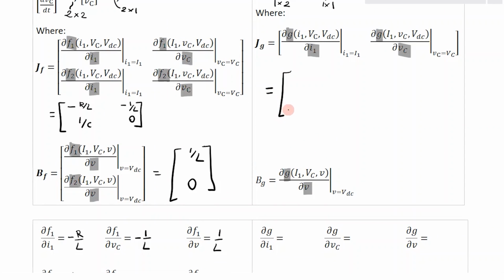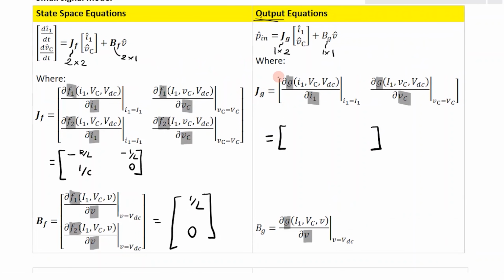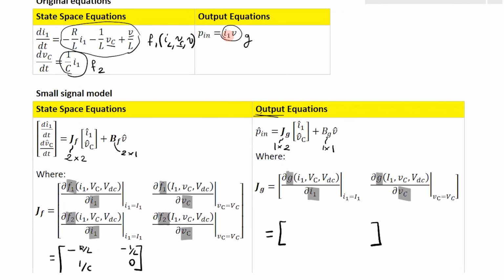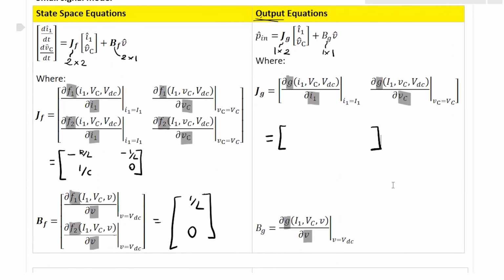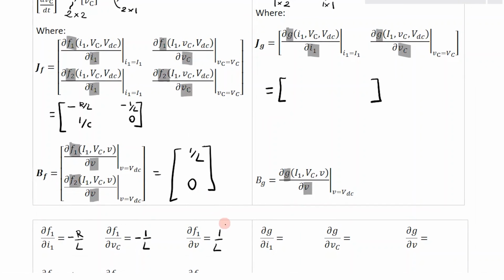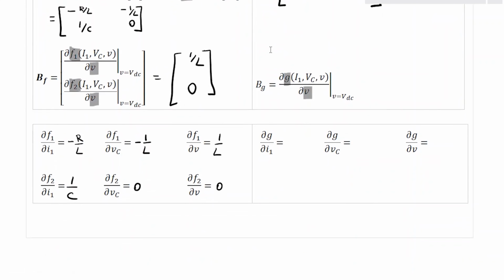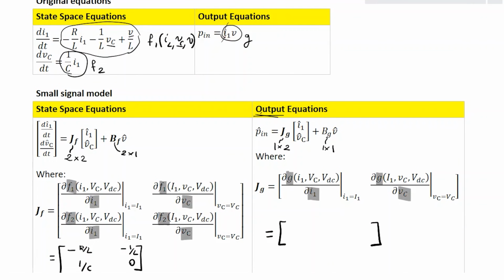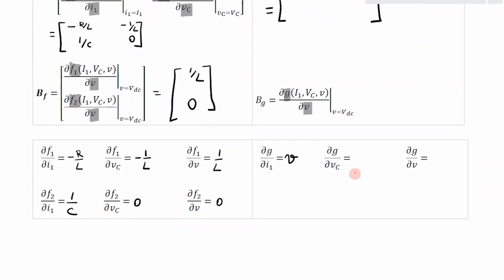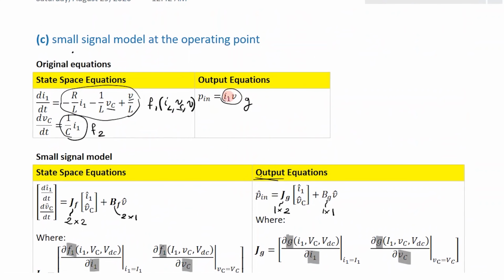Okay, output equations. This is a 1×2 matrix. So we have derivatives of the output equation. So it's VI1 or I1V. Derivative of G with respect to I1 is given by V. Derivative with respect to VC is 0. And derivative with respect to V is I1.